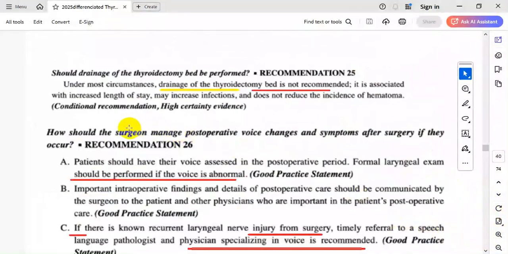Should drainage of the thyroidectomy bed be performed? No, because it can be associated with increased length of stay, may increase infections, and does not reduce the incidence of hematoma.